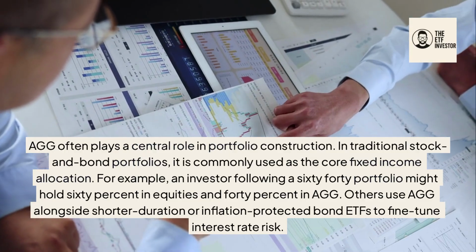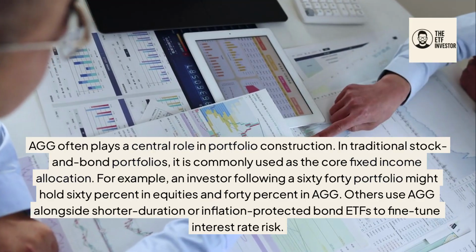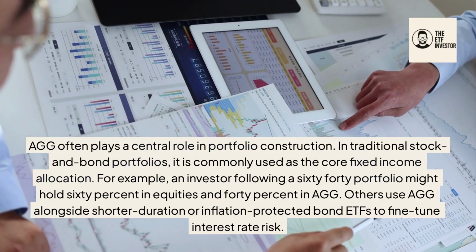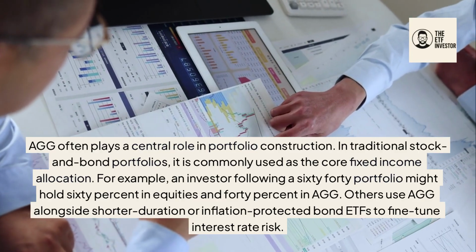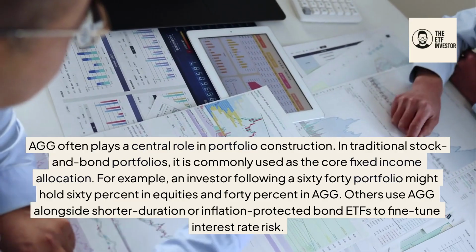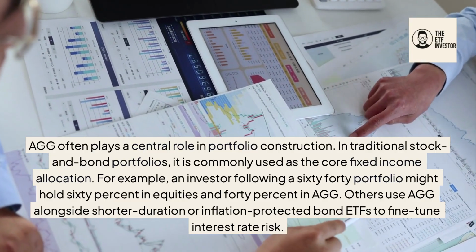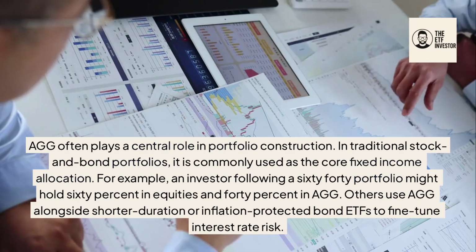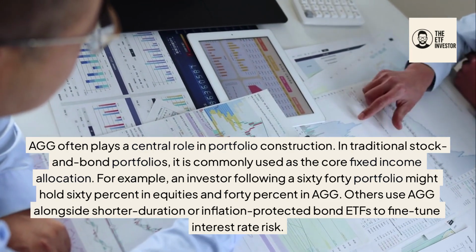AGG often plays a central role in portfolio construction. In traditional stock and bond portfolios, it is commonly used as the core fixed income allocation. For example, an investor following a 60-40 portfolio might hold 60% in equities and 40% in AGG. Others use AGG alongside shorter duration or inflation-protected bond ETFs to fine-tune interest rate risk.